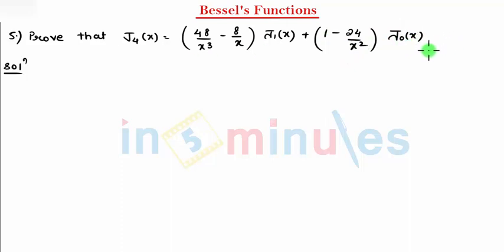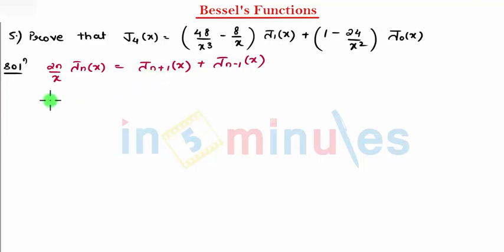Now for proving this, again I will be using a property. Let's write the property: 2n divided by x Jn of x is equal to Jn plus 1 of x plus Jn minus 1 of x. So let's substitute the value of n. Before that I can write this as Jn plus 1 of x is equal to 2n divided by x Jn of x minus Jn minus 1 of x.